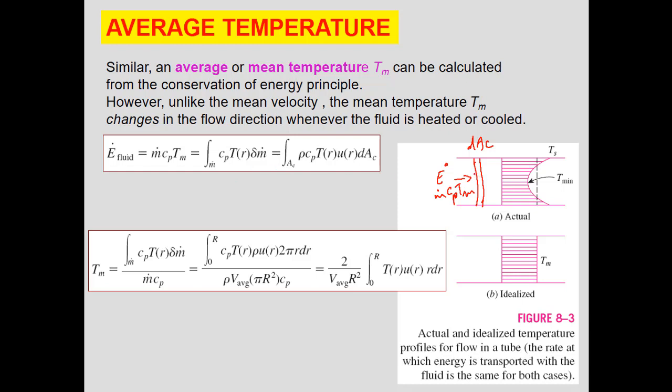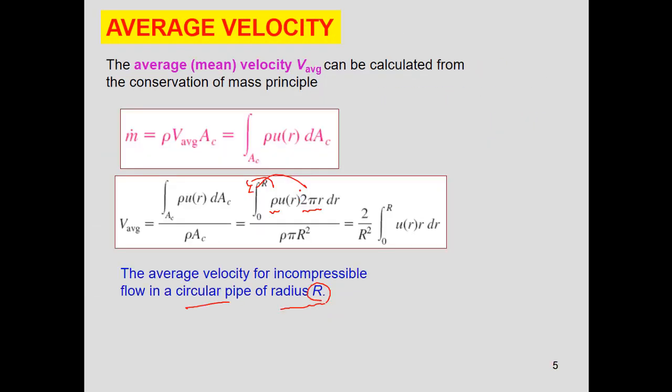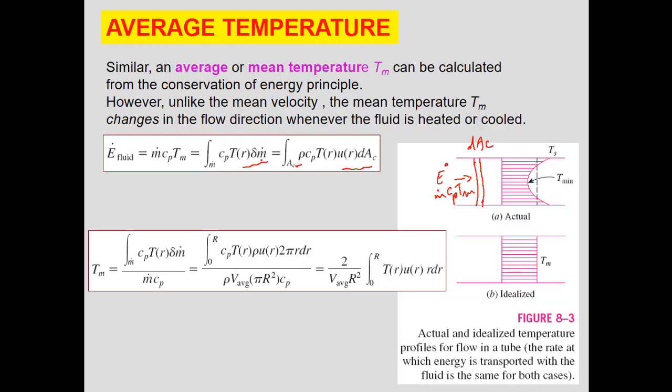Also we can use this equation to calculate the rate of the energy to the system by this equation, Cp Tr del m dot. Or with a similar procedure like what we had for the average velocity, we can rewrite it like this: rho Cp Tr Ur dAc. This is delta m dot, which we can write as rho Ur dAc, which we had in the previous slide. You can see here m dot equals rho V average Ac or m dot equals rho Ur dAc. Then we just put this m dot.